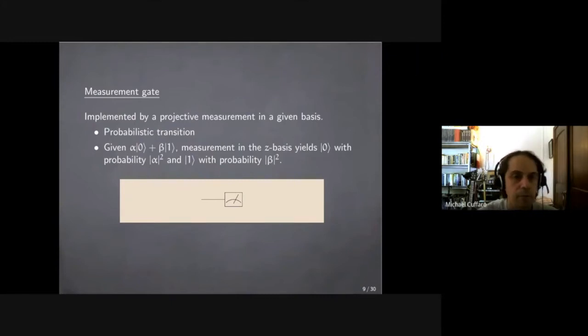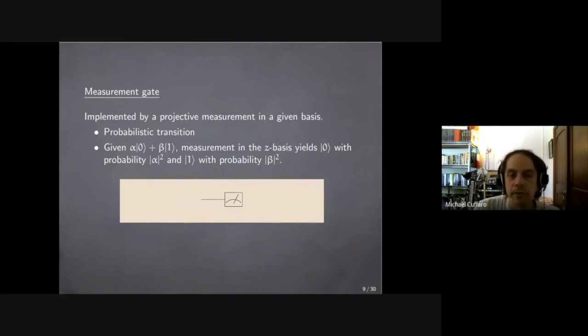Finally, we have a measurement gate. A measurement gate is depicted by a kind of meter here. Often we'll actually put the basis of the measurement in there, but for our purposes, we'll only be measuring in the computational basis. So Z is going to be implicit. A measurement gate implements a projective measurement in a given basis, and as I said, typically it's going to be the computational basis.